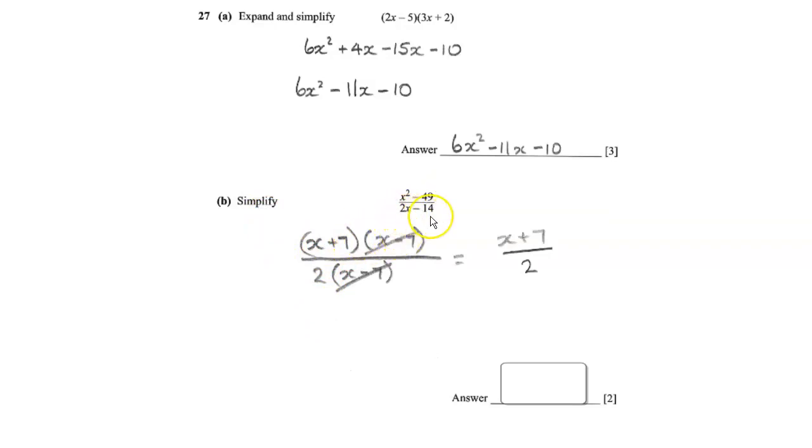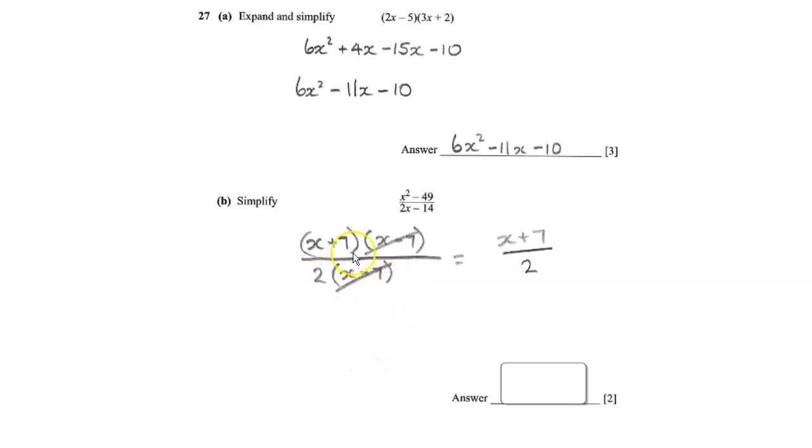Now for this bottom one, it's just with 1 bracket. So we're looking at 2 and 14. What goes into 2 and 14 is 2. The highest factor of that would be 2. And 2 times x is 2x, 2 times 7 is 14. So x minus 7 would be in the bracket.